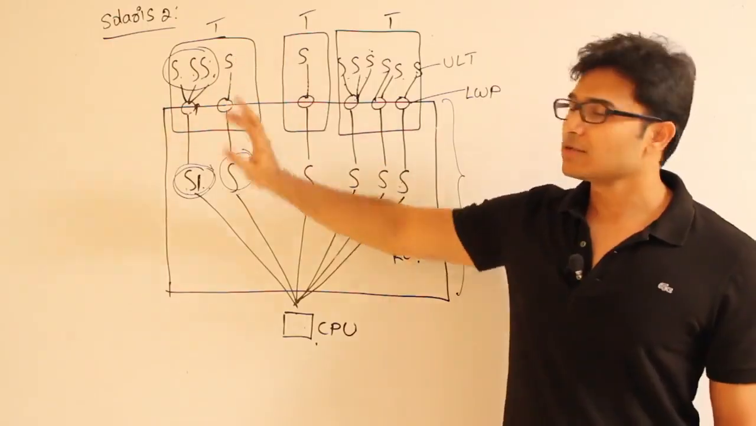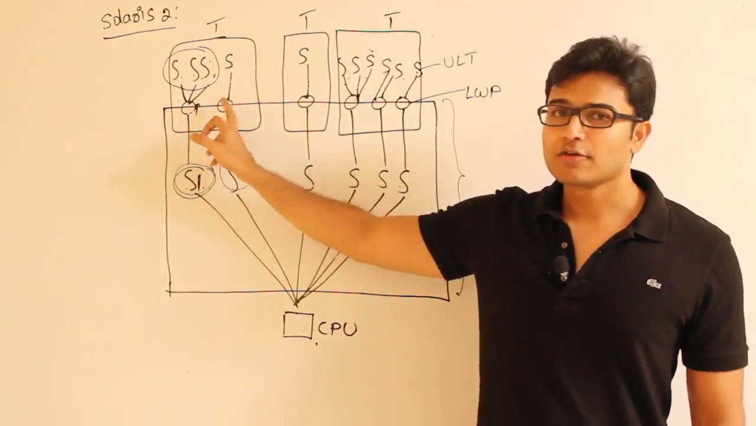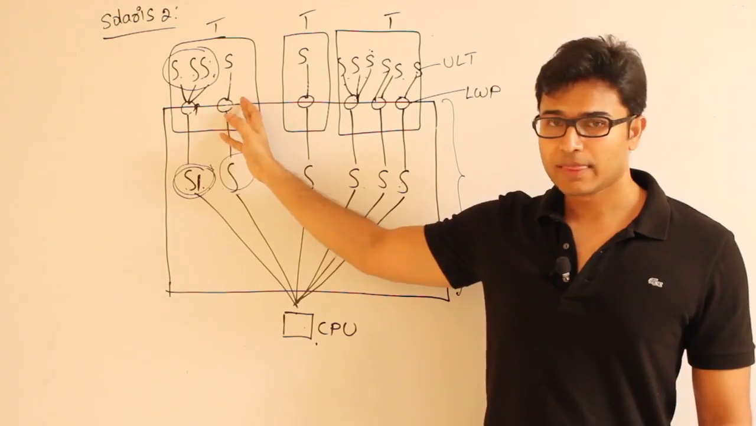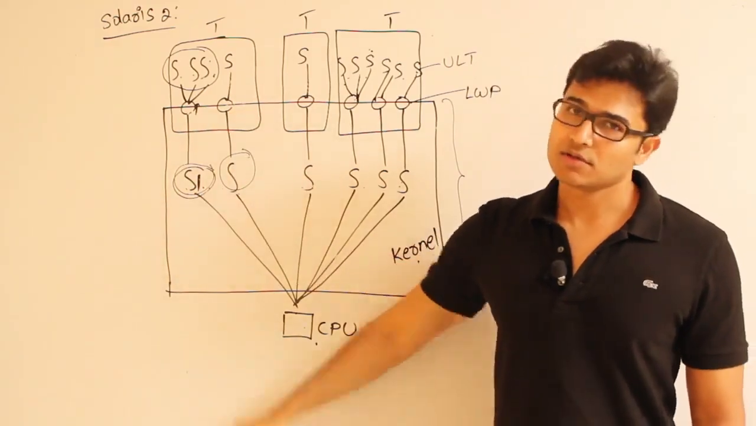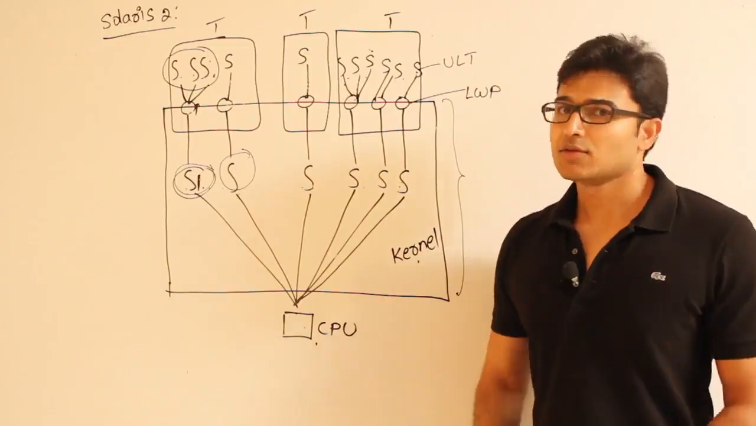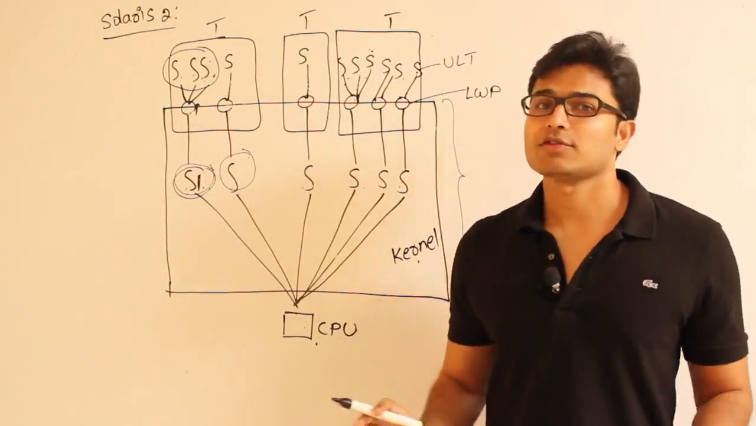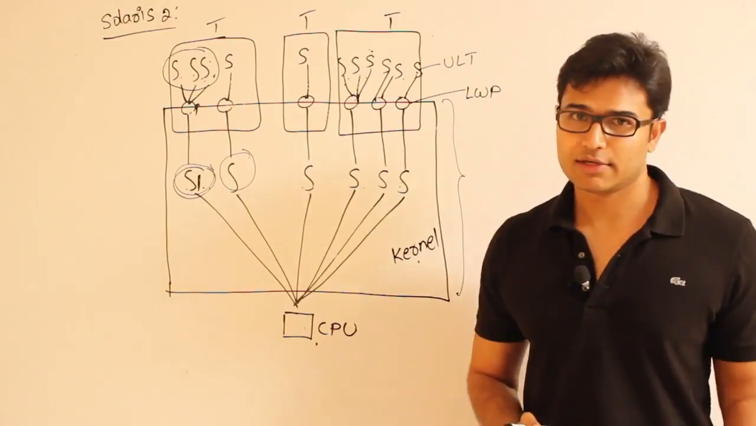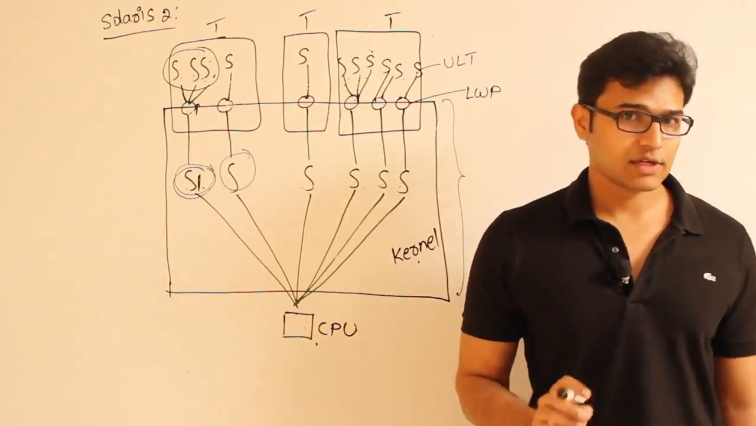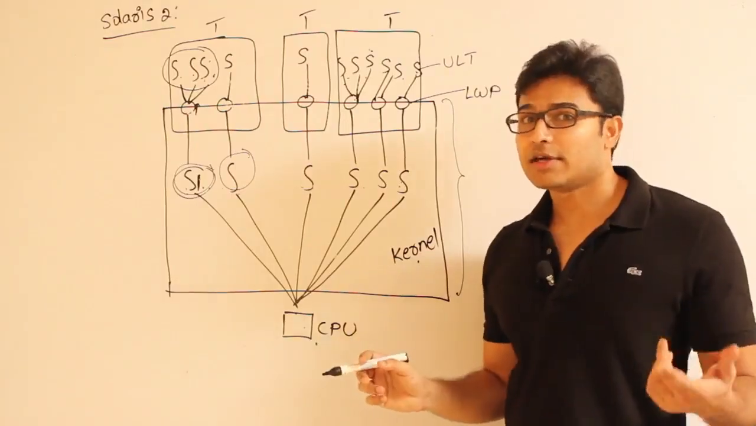So switching between user level threads is very fast, switching between these lightweight processes is slow, and switching between these all is also slow. Once you switch here, they will be switched. Got it? So in order to create a new user level thread, no work has to be done from the kernel. So all the benefits of user level threads are there, as well as all the benefits of kernel level threads.